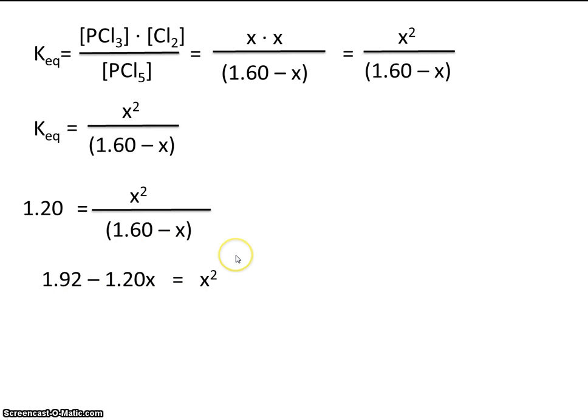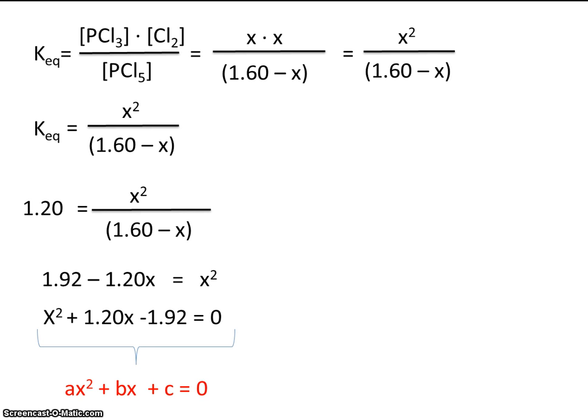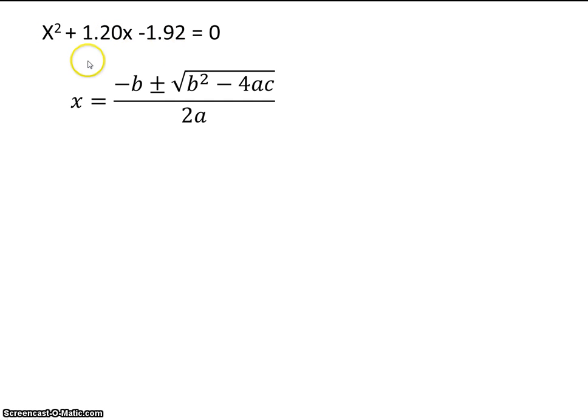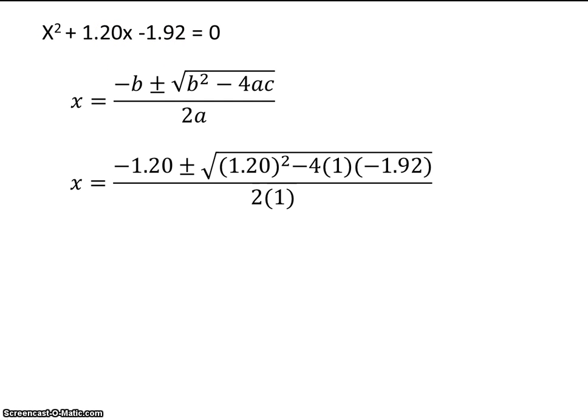Now we can't quite use this in the quadratic formula. We need to get everything on one side. So let's subtract x squared from both sides. Now we're in the ax squared plus bx plus c equals 0 form, so it's okay to use the quadratic formula. So let's carry over this expression to the next slide. All right, so this will be a, b, and c. So let's plug in a, b, and c into our quadratic equation.